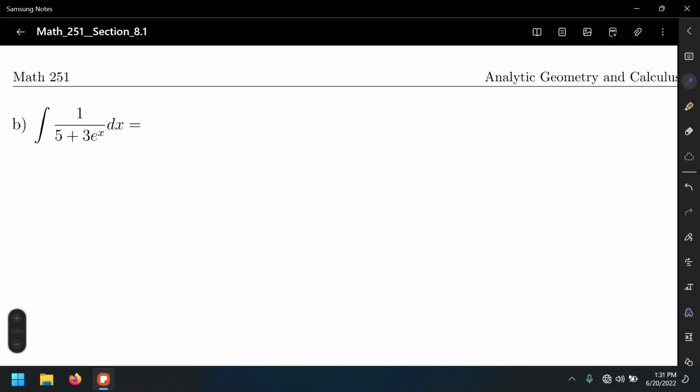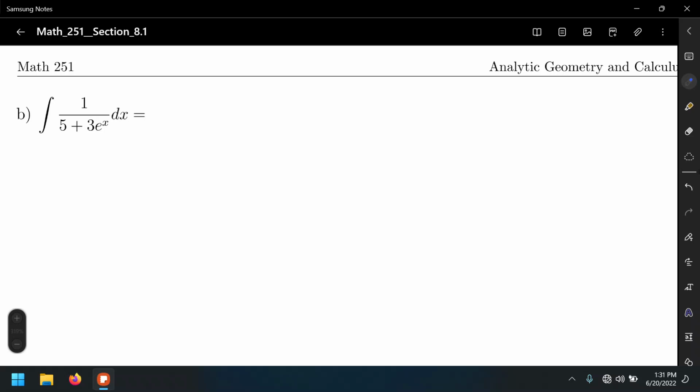So what do we have? Okay, in this case, the integral of 1 over 5 plus 3e to the x. All right, so we have a quantity in the denominator. So when I look at something like this, it seems like the form du over u, which eventually might be the ln of u form. So, okay, let's give it a try.